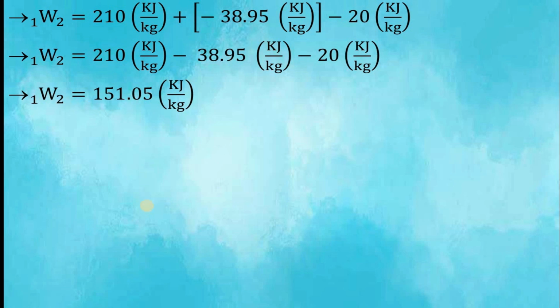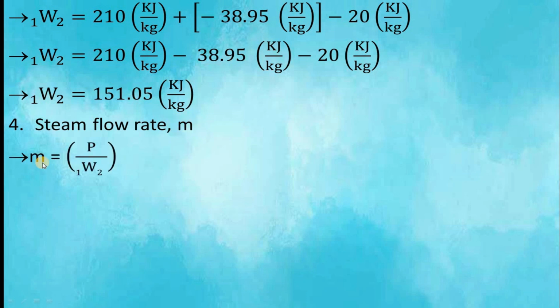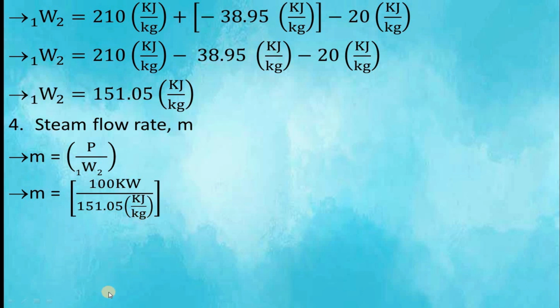Now we will find the value of steam flow rate, which is taken as M. And the formula for steam flow rate is M is equal to P divided by 1W2, where P is power, 1W2 is work output. So in this formula we know the values of P and 1W2. So just substitute the values. We get M is equal to 100 kilowatt divided by 151.05 kilojoule per kg.